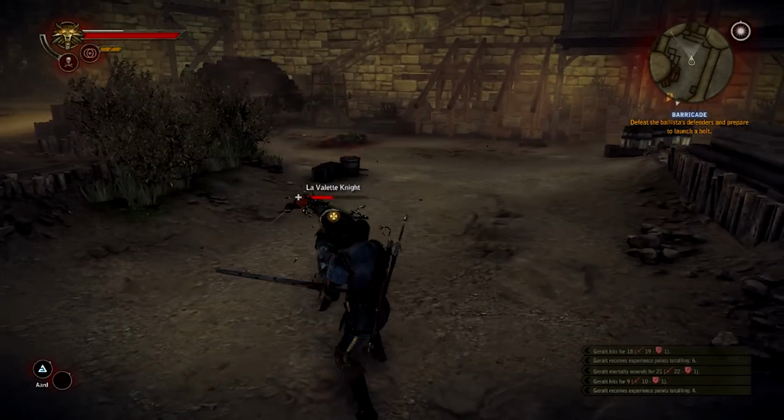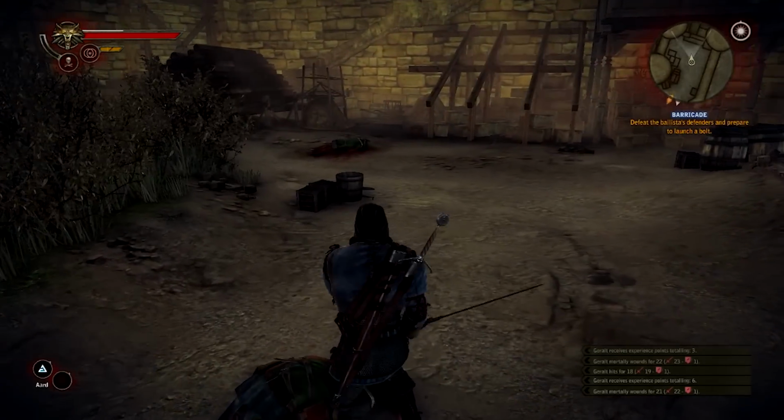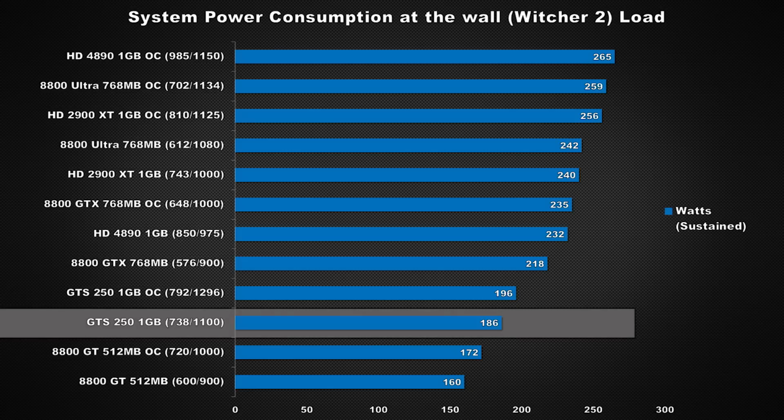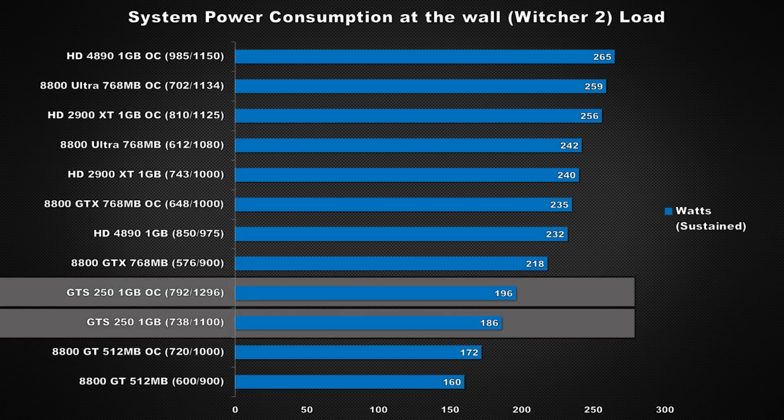Now before we sign off, let's take a quick look at power consumption, and to load our test system we use The Witcher 2. And we can see the entire PC with the stock GTS 250 sips 186 watts under load. Now overclocked, it rises 5% to 196 watts. It's pretty power efficient, all thanks to the 55nm G92B.